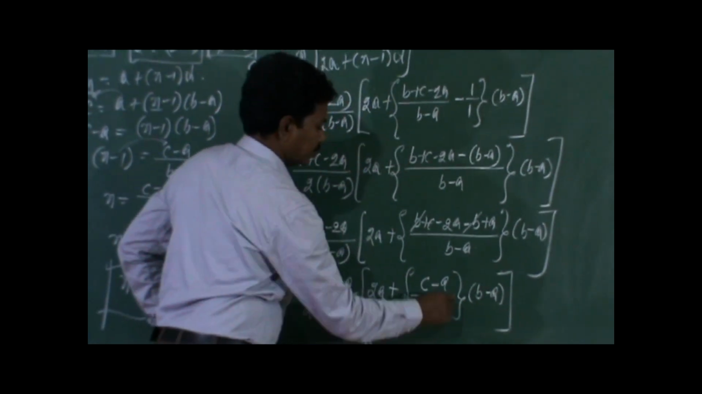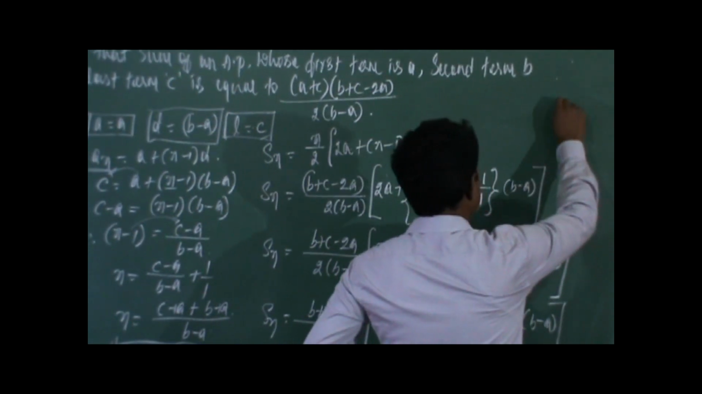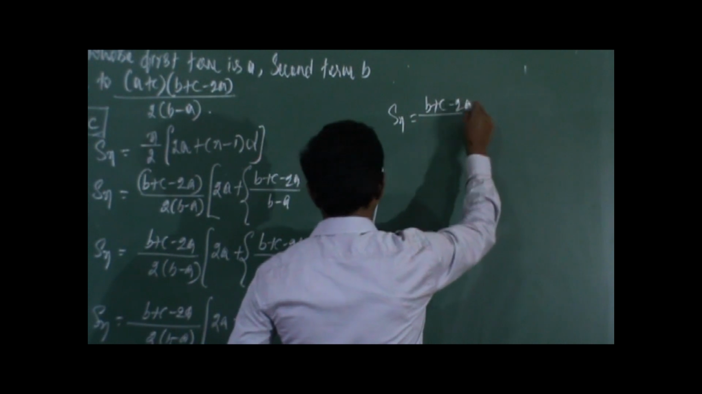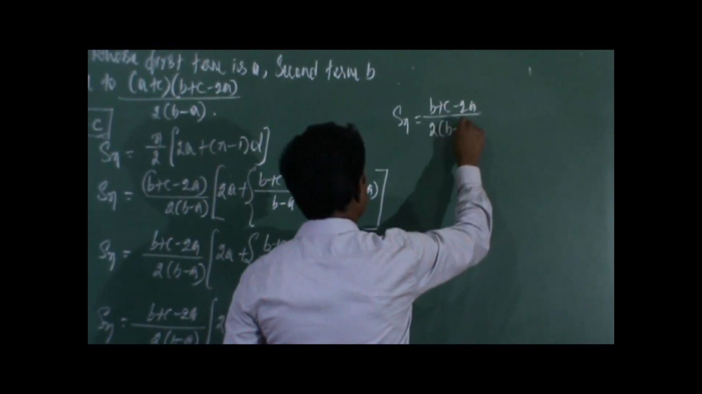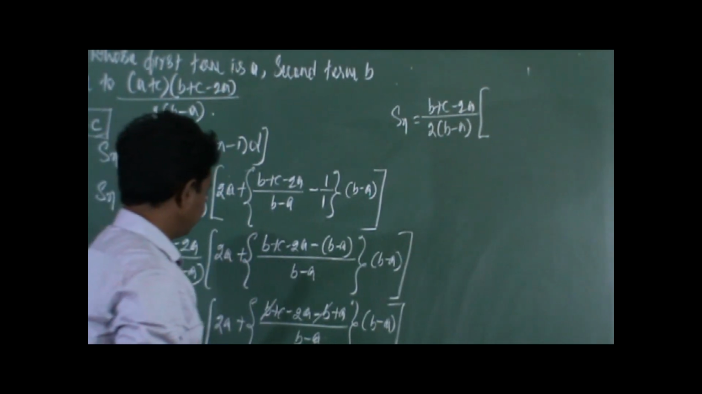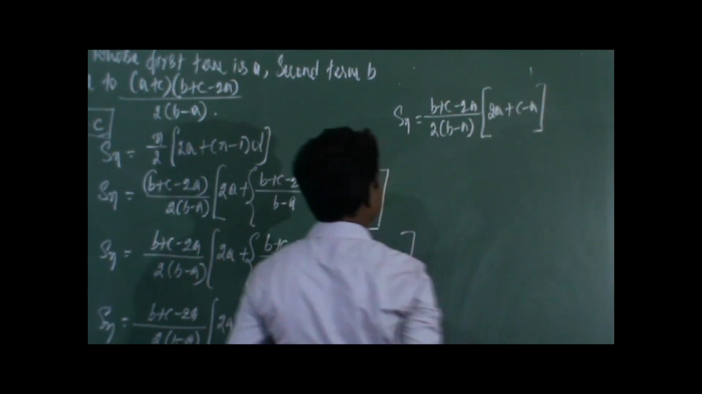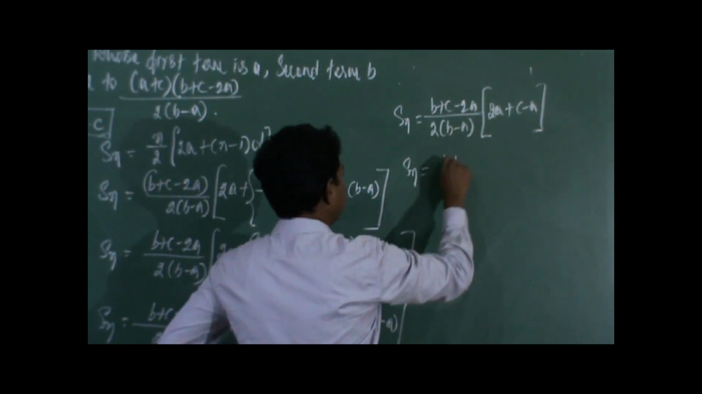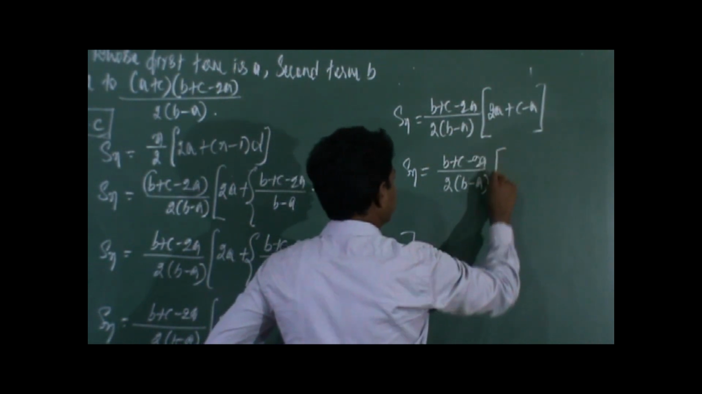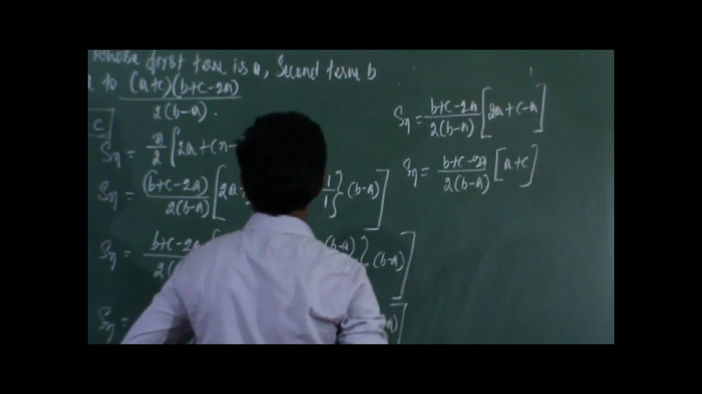We close the brackets. So here B minus A and B minus A again gets cancelled. So we'll carry this. So Sn is equal to B plus C minus 2A by 2 into B minus A into the remaining thing we will write, that is we are left with 2A plus C minus A. We are left over with this. So Sn is equal to B plus C minus 2A by 2 into B minus A into 2A minus A is A plus C. So maybe we are very near to the derivation.